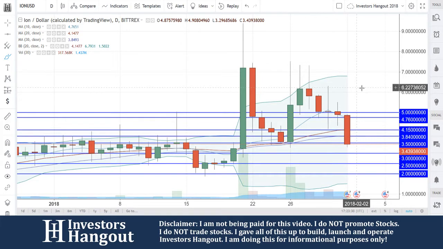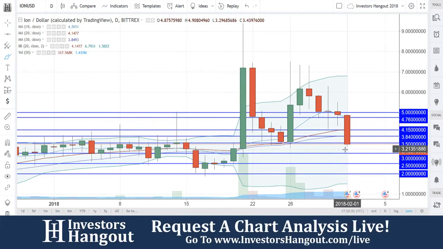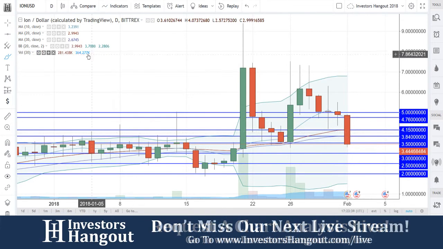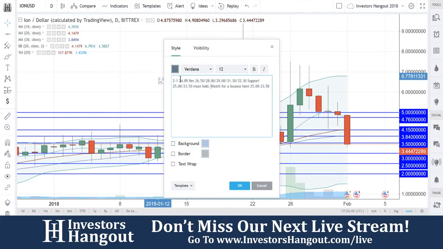A $5 break could break out from here. There is going to be a little bit of support as well around the 320. It looks like about the 320. So that as well could come down to that and bounce off of that. So that's what we're going to be watching for. Those are going to be the levels of support and resistance for ION USD.